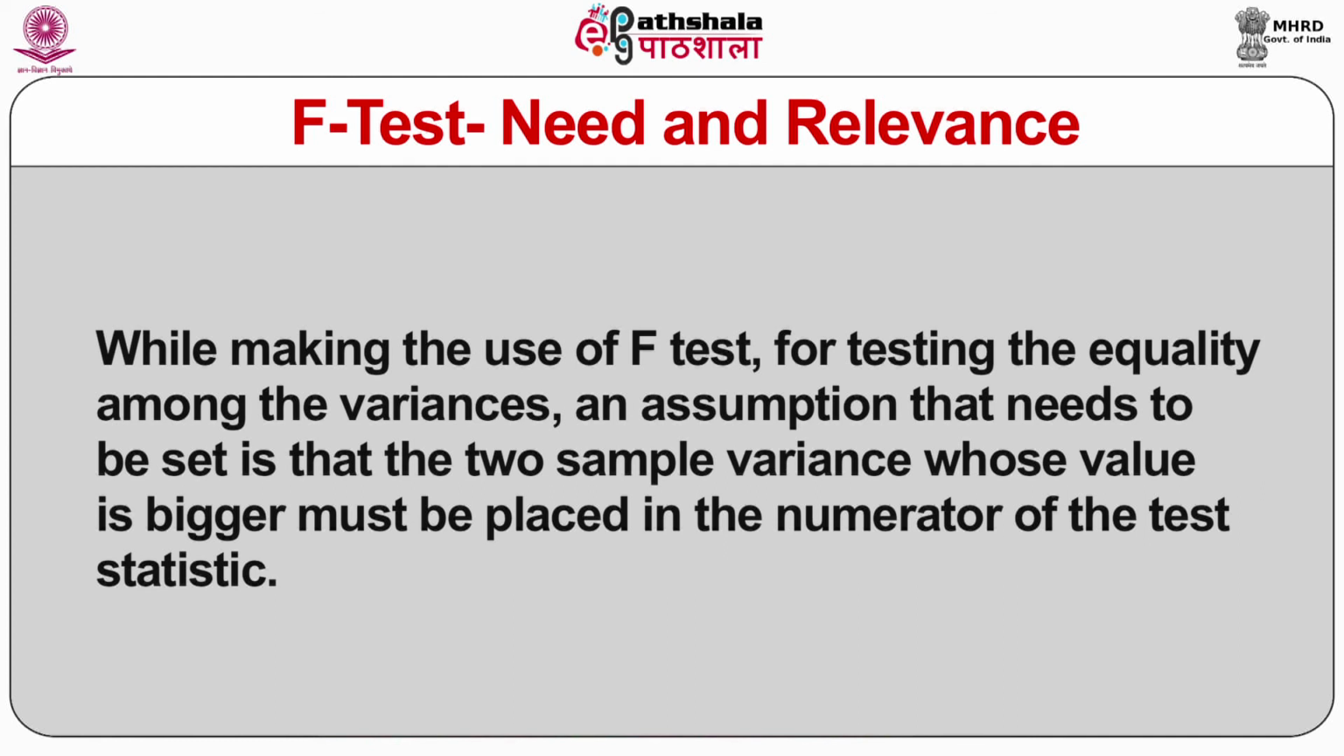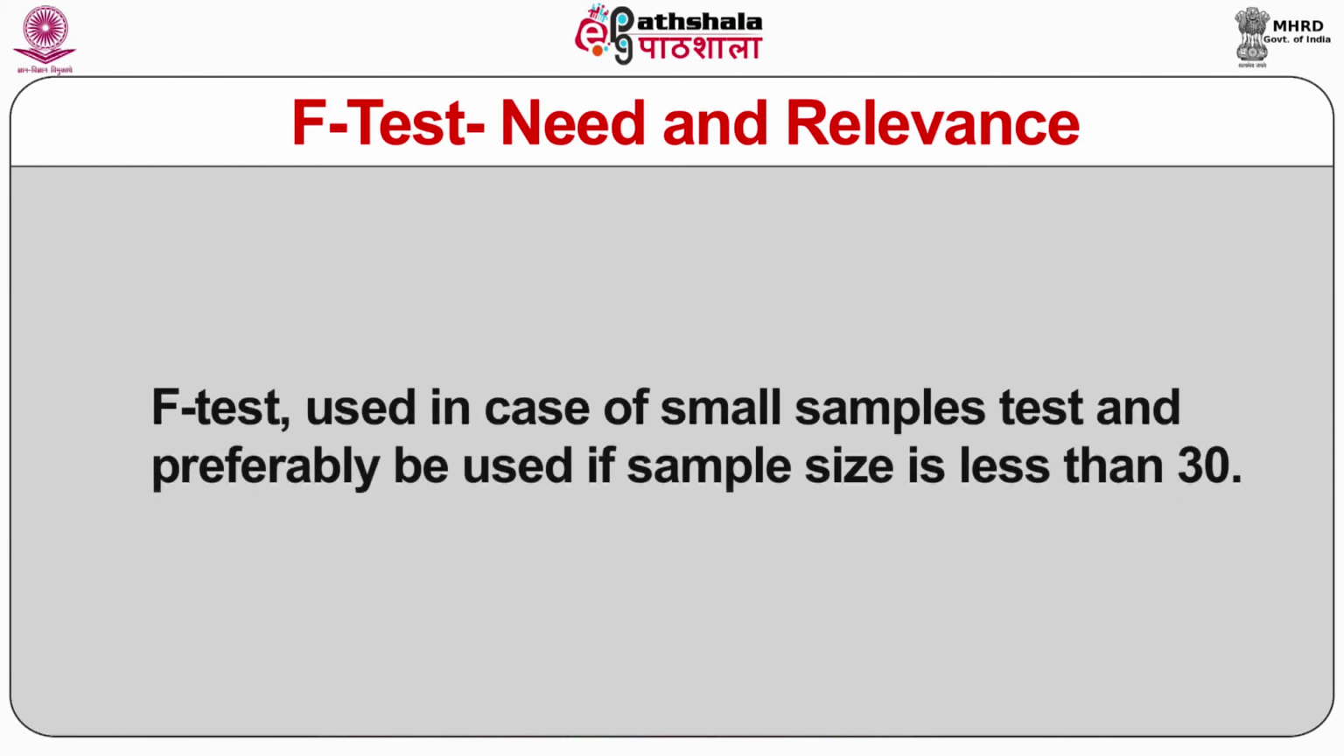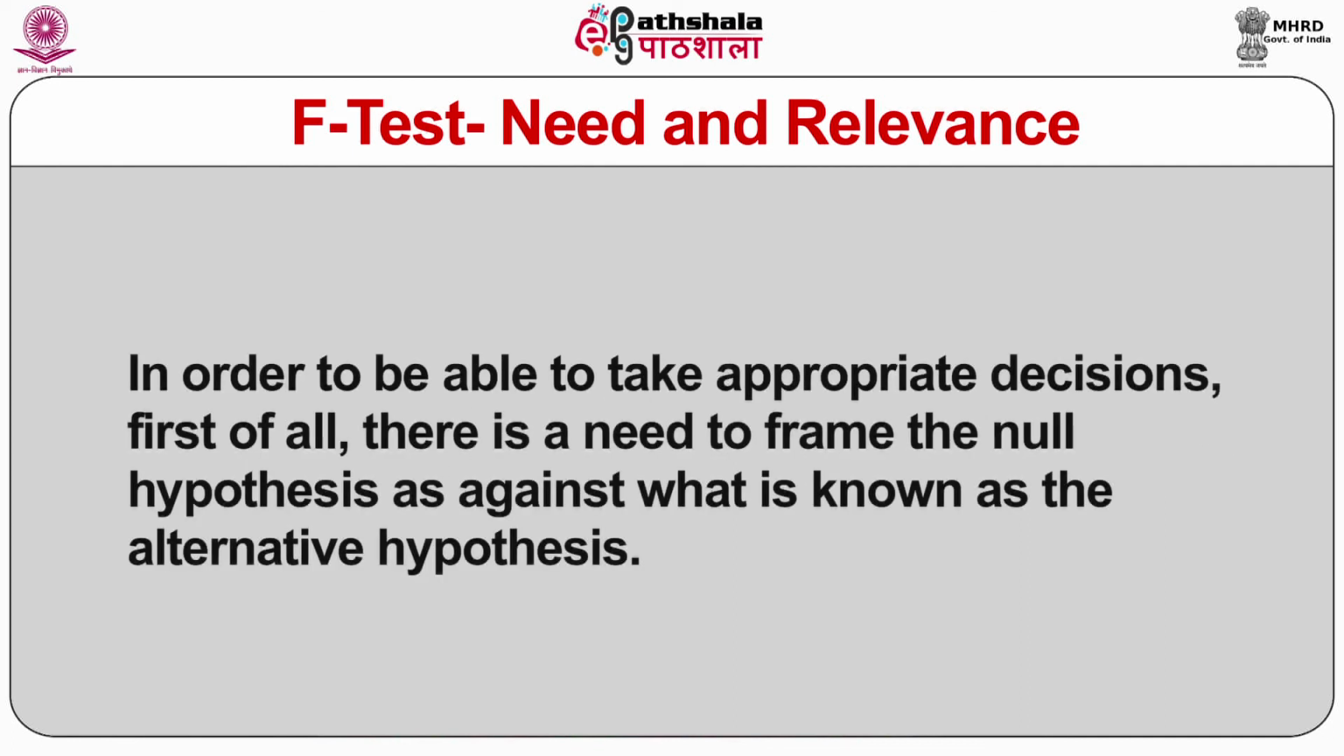While using the F-test for testing the equality among the variances, an assumption that needs to be set is that the sample variance whose value is bigger must be placed in the numerator of the test statistic. The F-test is used in case of small samples and should preferably be used if the sample size is less than 30.